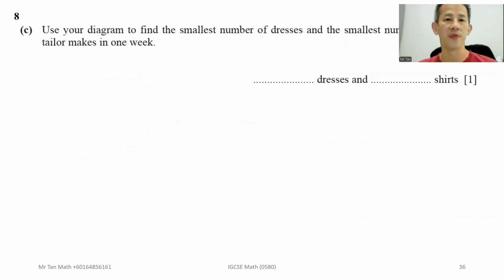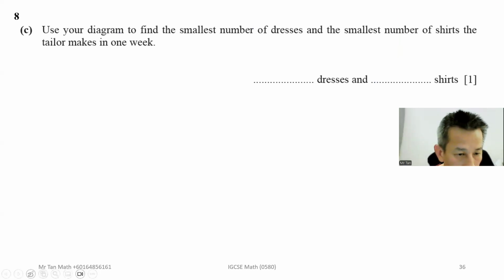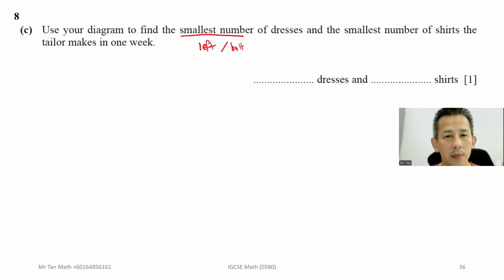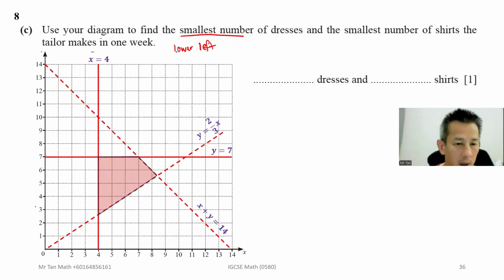Now part B, use the diagram to find the smallest number of dresses and the smallest number of shirts the tailor makes in 1 week. Smallest number, it will be on the left side or at the bottom, lower left normally. Okay, you take the diagram out, it should be somewhere here. So it can be here. Since it's the smallest number, it will be here.